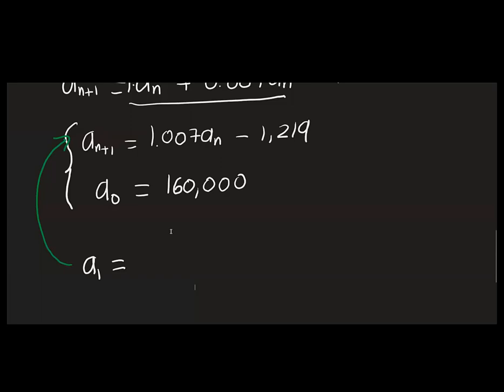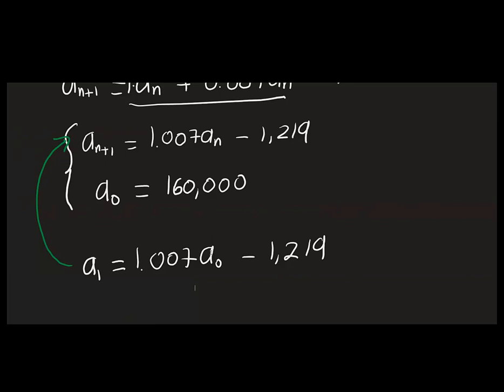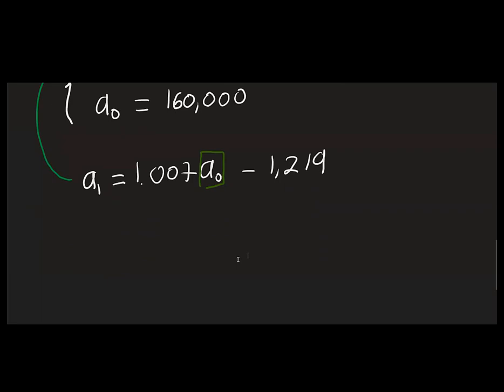So that's the one you're going to use. A1 will give you 1.007 of A0 minus 1,219. Now this A0 that is here is 160,000. So if we just plug it here, we will be able to know the value of A1. If you do all that computation, let's say using your calculator, you're going to get 159,901. So that will be what you owe at the beginning of the second month. Okay.